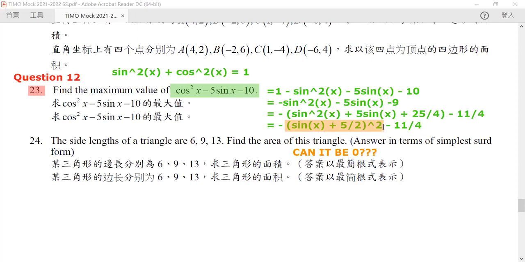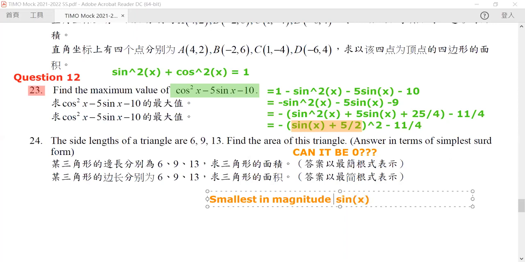So let us think about when it will be smallest. It will be smallest when the middle part of it is the smallest in magnitude. But how is that possible? It will be smallest in magnitude if and only if our sine x is equal to sine x plus 5 over 2, because we are now adding a very big number.